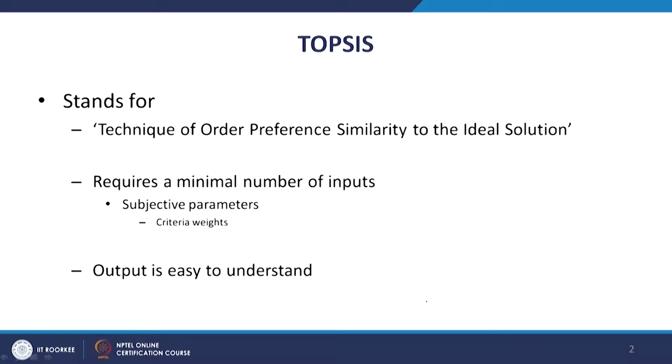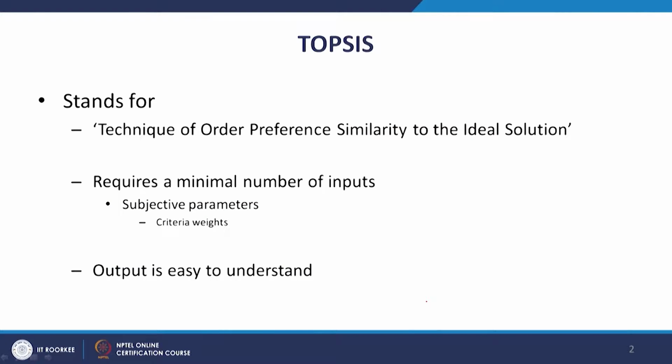So, let us start. TOPSIS stands for Technique for Order Preference by Similarity to the Ideal Solution. There is some indication of the kind of method it is in the full form itself. In TOPSIS, in comparison to ELECTRE, we require a minimal number of inputs. The subjective parameters that we require are typically criteria weights, and in some scenarios there could be other things as well. However, mainly it is criteria weights.